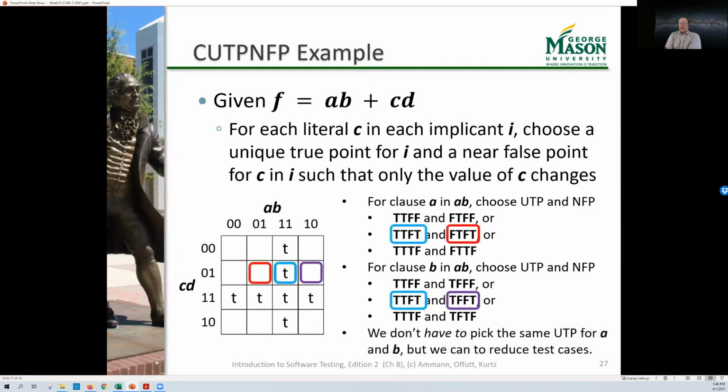So where do we then select? Well, we need to select unique true points and near false points. Which ones do we select? Well, we could pick any one of the first pairs and any one of the second pairs. But if we want to reduce our test cases, which always seems like a smart thing to do, we should probably pick ones where the unique true point matches. Because if I pick true, true, false, true, and false, true, false, true, and true, true, false, true, and true, false, false, true, I've reused the unique true point. So it saves me from having to write another test. So instead of having 4 different tests, I now have 3 tests because I reused the unique true point.